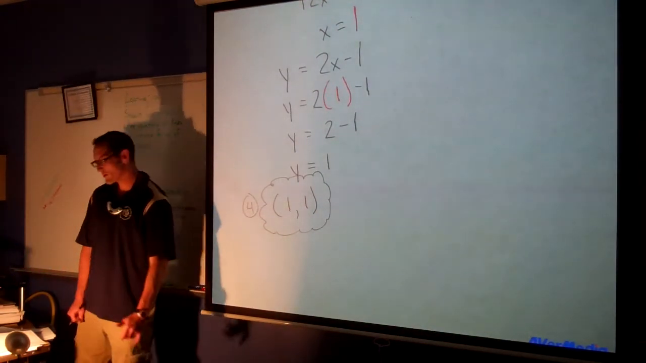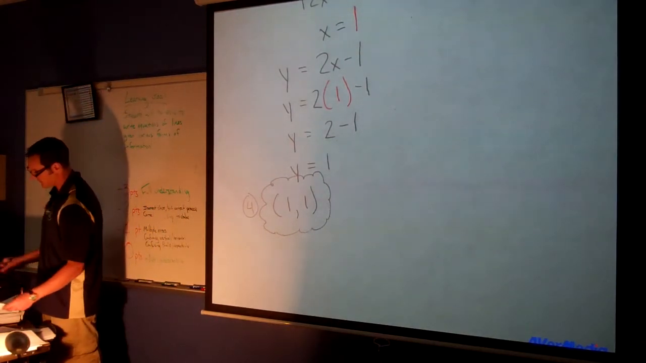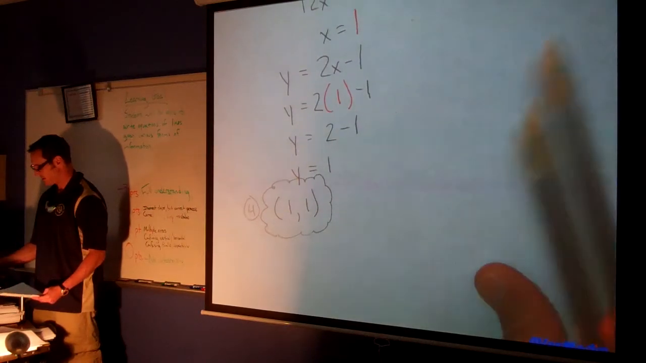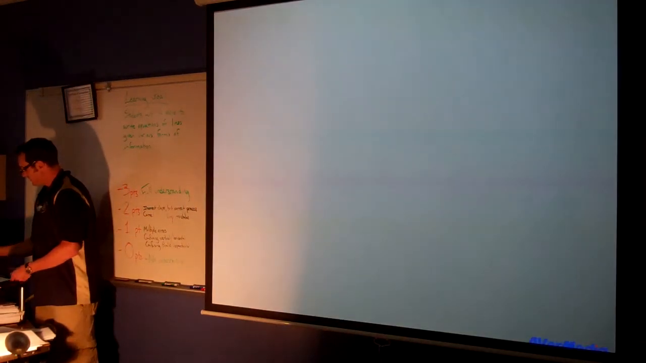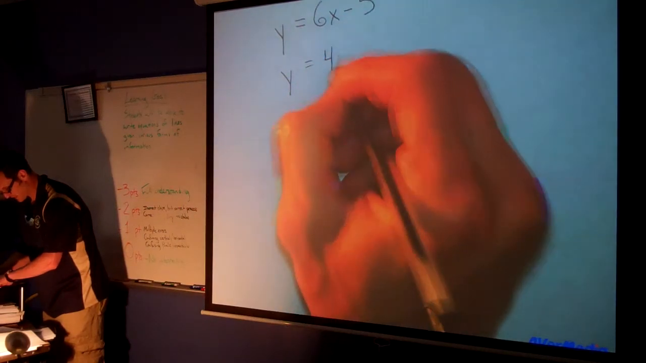Okay, I'm going to do one more example. I'm going to do it a little bit faster to let you know that all these examples don't take forever. So in this last example, I have two equations. Y equals 6x minus 5 and y equals 4x plus 9.